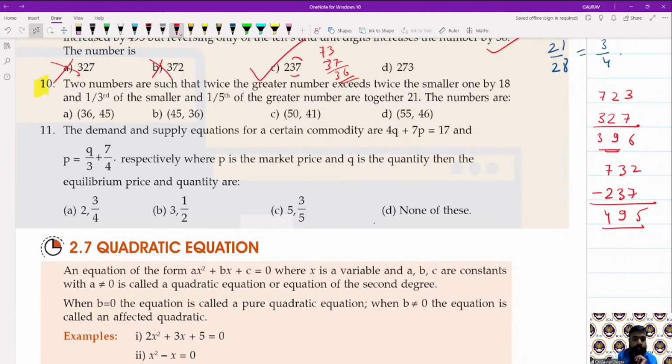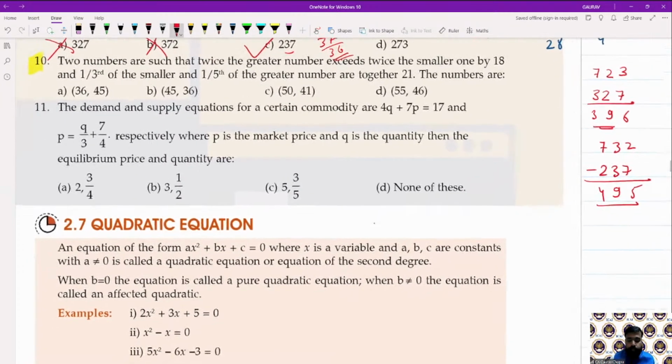So let us check with the first option. If you check the first option, 36 and 45, what is the bigger number? 45. Double of 45 is 90. Smaller number is 36. Double of 36 is 72. And now the difference of both. Difference is 18. That means it is correct. First condition is getting verified.